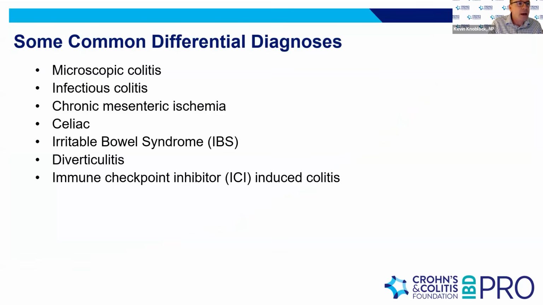Microscopic colitis is going to be one we'll go over quickly. Infectious colitis, which is a big umbrella term, chronic mesenteric ischemia, celiac disease, IBS, which is huge. I don't think there's a human on the planet who hasn't had a touch of IBS at some point. Diverticulitis, and then something we're seeing more and more here for a bit, immune checkpoint inhibitor induced colitis.